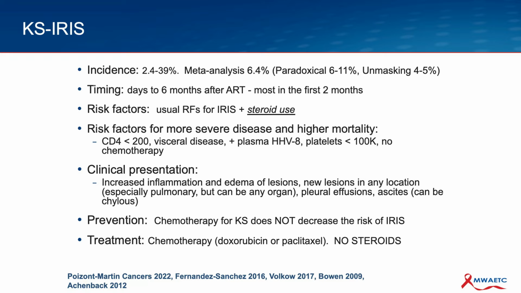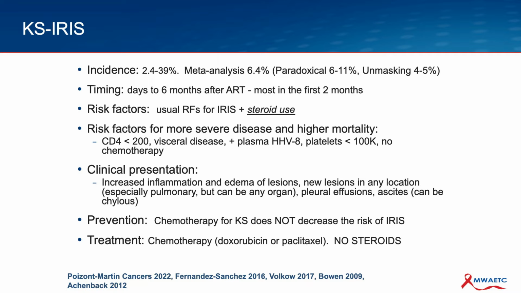There's not a ton written on this. The incidence from a number of papers that are listed at the bottom of the slide is all over the map, from just a few percent up to 40%. The meta-analysis that I talked about earlier clocked in at 6.4%, and most of those cases being paradoxical. So patients who already had KS and maybe were on treatment for KS, but then got worse, and a smaller percentage, like this case, with an unmasking IRIS syndrome.